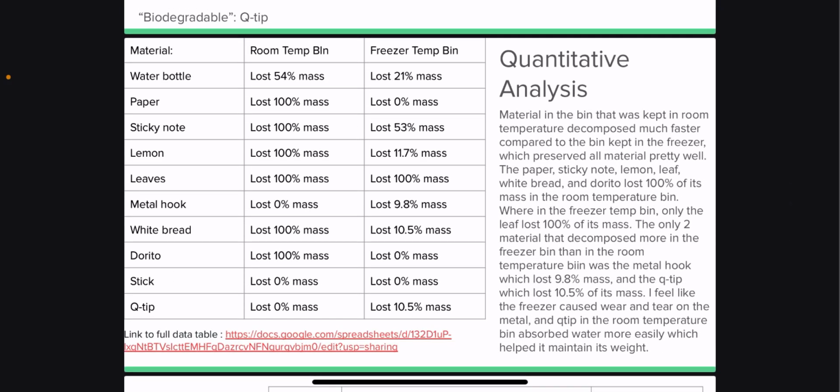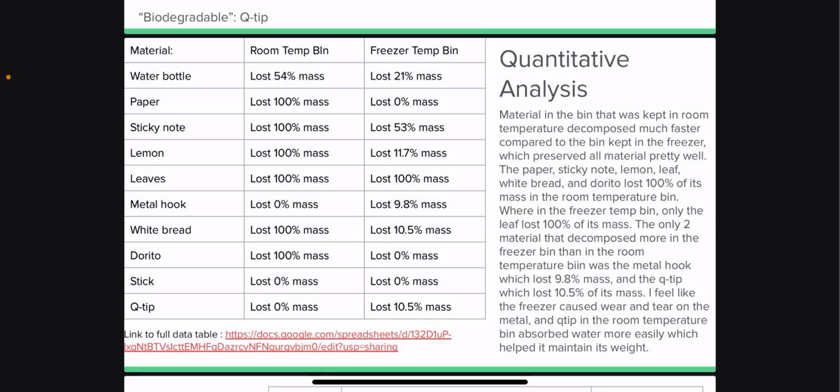Alright, so I created a chart on quantitative observations. I recorded the percentage of mass lost for each material in both the room temperature bin and the freezing temperature bin. Material in the bin that was kept at room temperature decomposed much faster compared to the bin kept in the freezer, which preserved material pretty well.